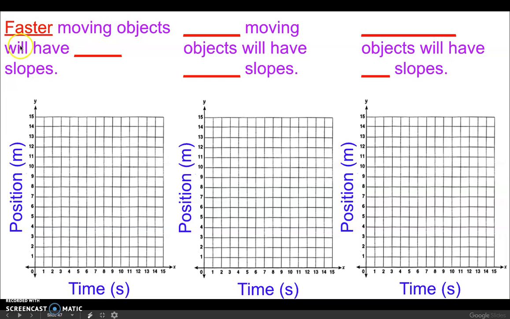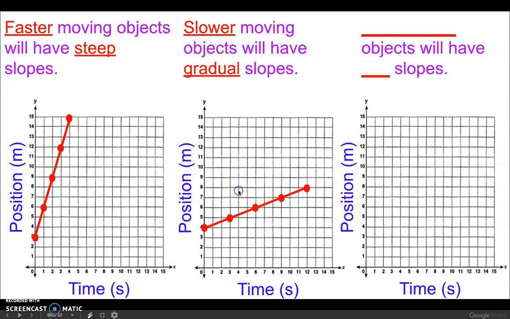So faster moving objects are going to have steep slopes. So here's an example of a steeply sloped line. So this object would be moving more quickly. Compare that to this graph right here. Right, slower moving objects will have gradual slopes. So in this graph, we can see the line's still moving up, so it's still moving forward, but the line is much less steep, and for that reason, the object in this position versus time graph is moving a lot more slowly.